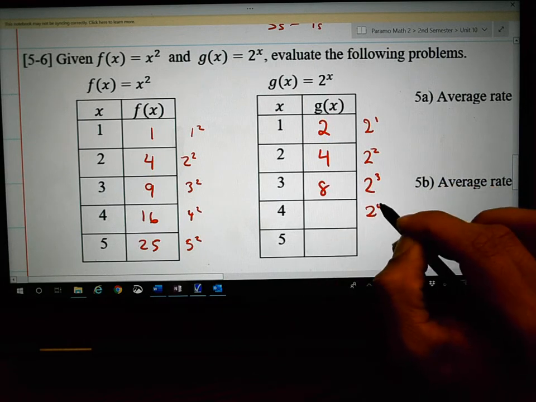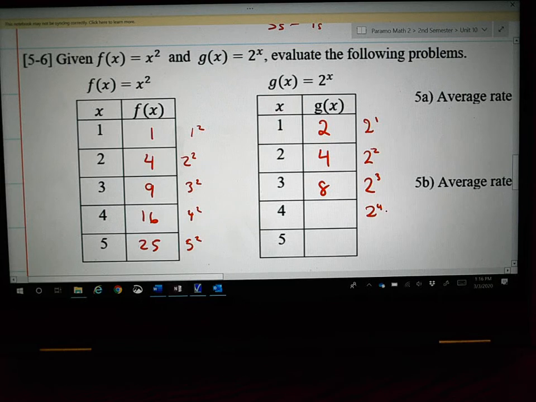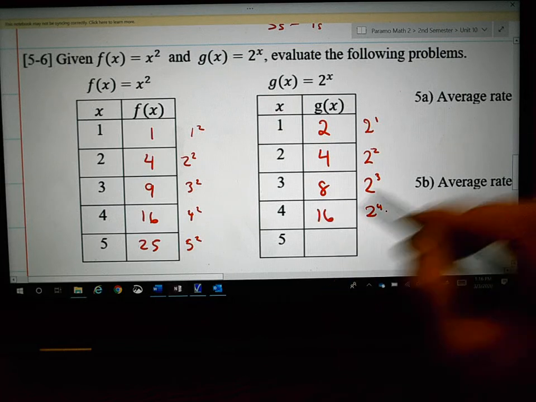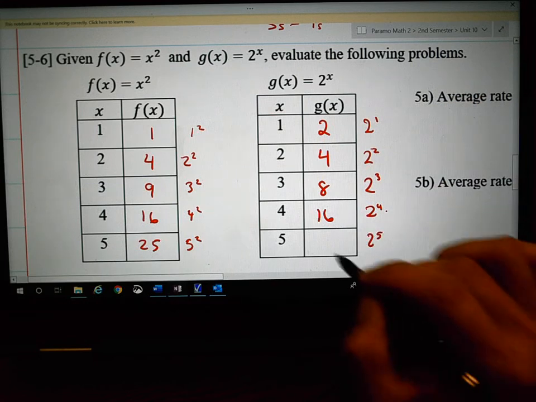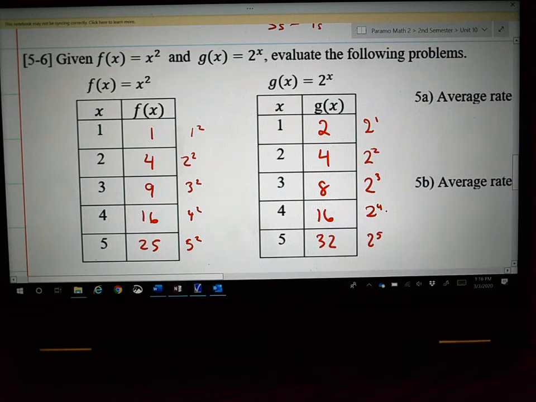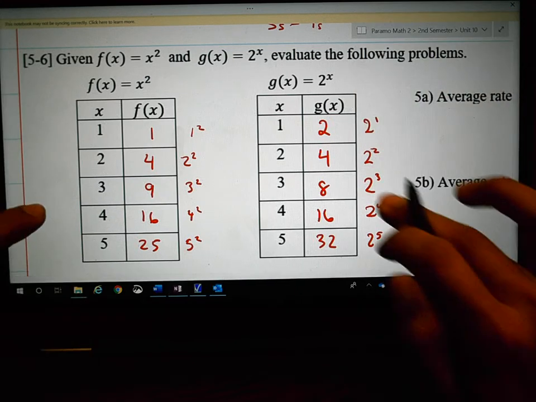2 to the fourth power means 2 times 2 times 2 times 2. And you can start seeing the pattern. 2 to the fifth power is... So the first thing we have to do is figure out what goes in the boxes, which is what we just did.